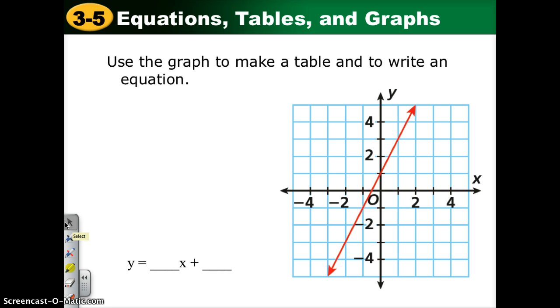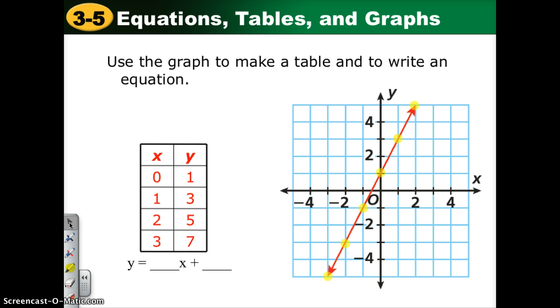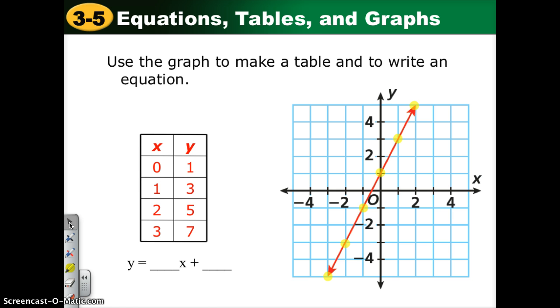Use the graph to make a table and write an equation. Okay, well now we already have the graph, so we need to find some ordered pairs. So look for some intersections. I see one there, I see one here, at the top, right there. And notice I'm not choosing ones that are halfway between because I don't know exactly where they're located. There, I have quite a few points. So some of these would be ones that I highlighted, and others maybe not.